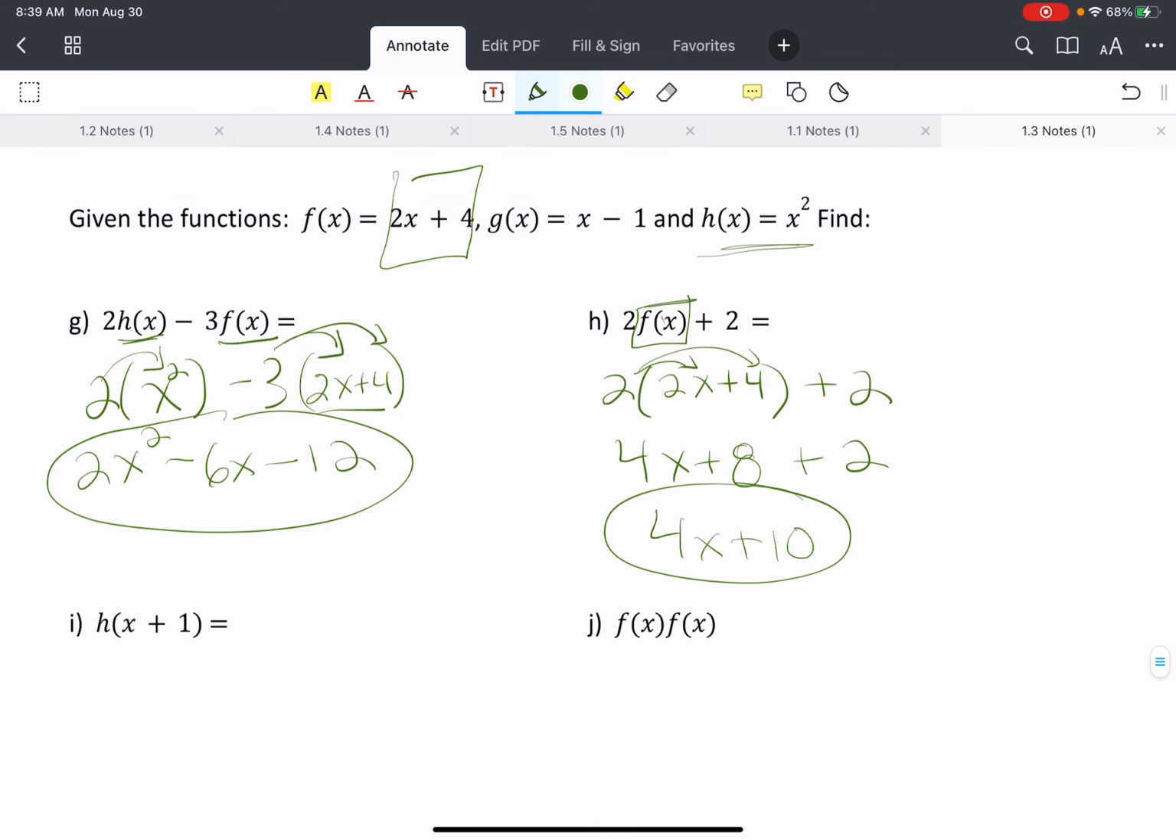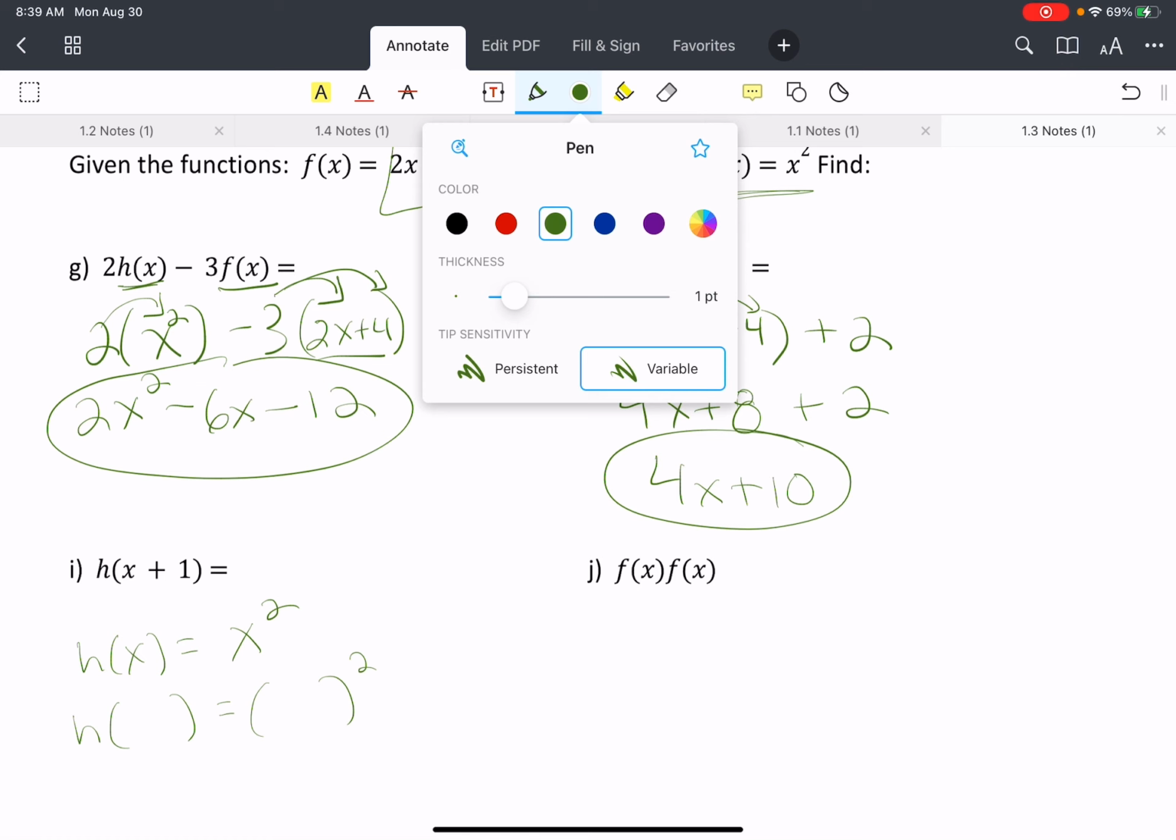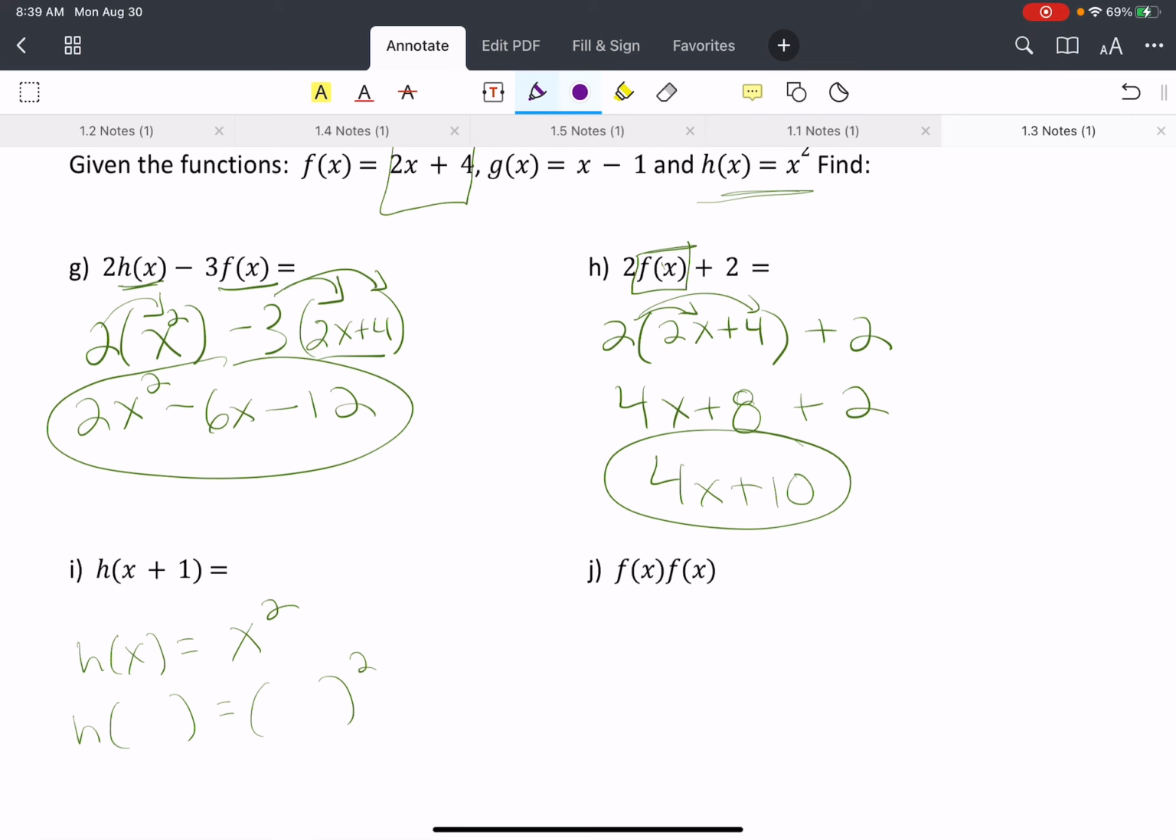I is back up to the very first stuff we did today, right? I can tell because the plus 1's inside by the x. So I'm going to take h. So h of x is x squared. So I got to take out the x. Do you see how all I did at first is replace the x with open parentheses? I'm just taking out the x, right? But then how do I know what to put back in? Well, that's what this is.